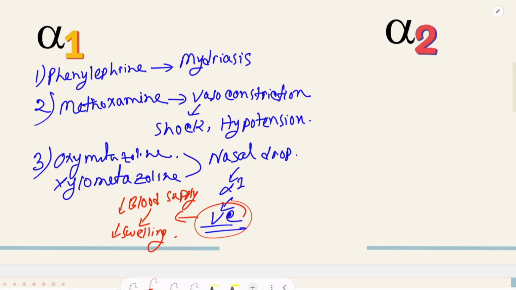This reduced blood supply also leads to a decrease in mucosal edema. So the nasal congestion is reversed, and oxymetazoline and xylometazoline are used as nasal decongestants topically.